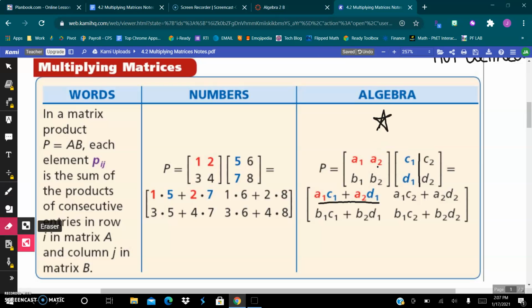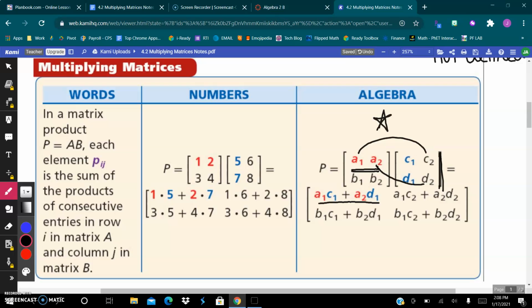Then for this next one on the top right of the matrix, you're going to do the top row, and you're going to multiply that by the second column. So top row by second column, so the first ones, and then you're going to add the second ones multiplied together. And you're going to go and do this throughout the whole matrix.